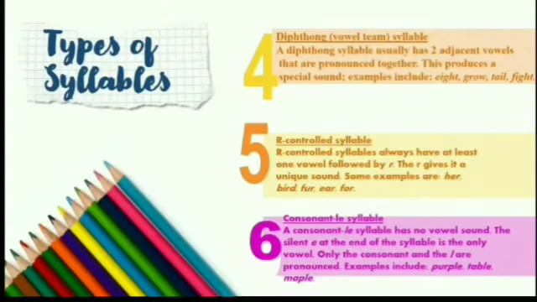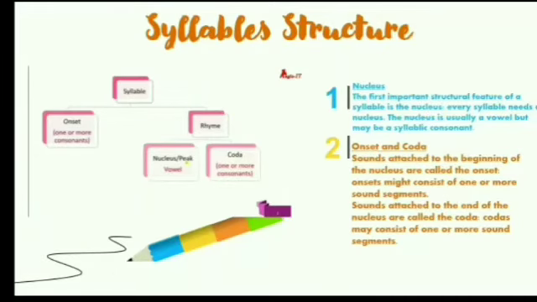And the next is about structure of syllable. A syllable is divided into two parts as onset and rhyme. The rhyme is broken into two parts as nucleus or peak and coda.